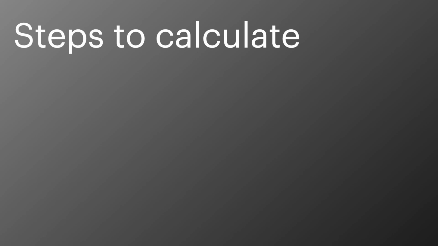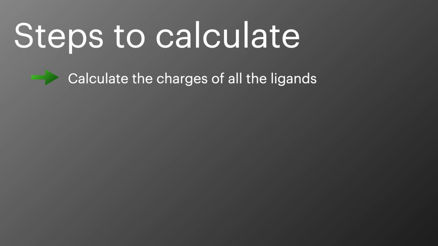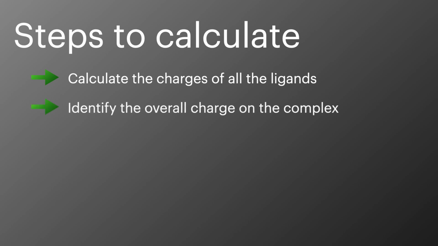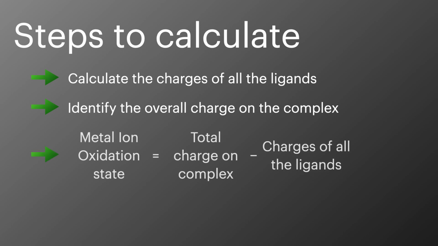Now there are 3 simple steps to make sure you get this calculation right all the time. First off, calculate the charges on all the ligands. Second thing to do is identify the overall charge on the complex given in the formula. And the third thing is to remember this calculation that you have to carry out to work out the metal ion oxidation state.